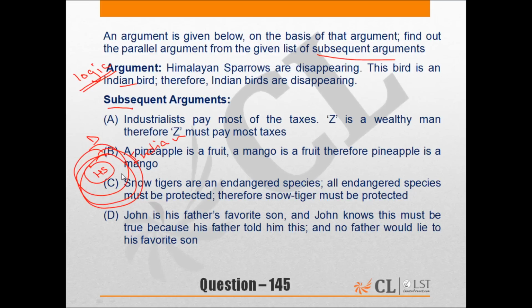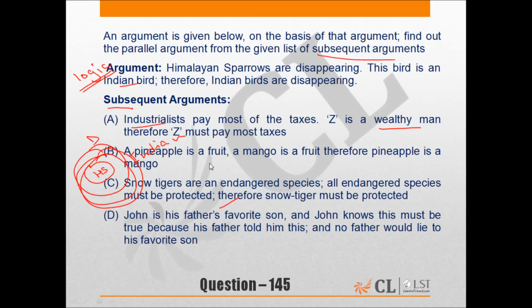A pineapple is a fruit. A mango is a fruit. Here, we are given one set called fruits. There is another set called mango. There is another set called pineapple. What is the relation between mangoes and pineapples? We have no information. Therefore, pineapple is a mango cannot be concluded at all. B also does not have the similar type of logic.